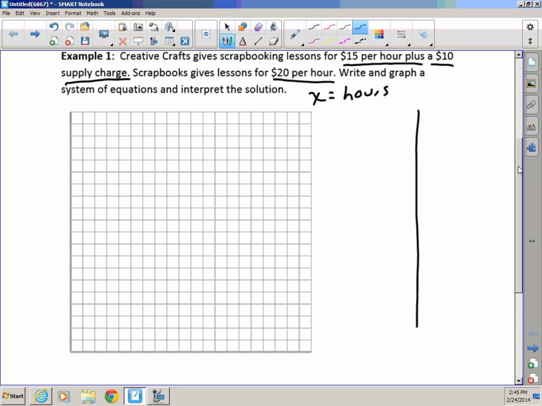So I have Creative Crafts here, and I'll have Scrapbooks on the other side. I want to write an equation that models what Creative Crafts charges. Well, what do they charge? They charge $15 per hour plus a supply charge, and that equals Y. And what does Y represent? My total cost. Scrapbooks is very simple. They just charge the $20 per hour.